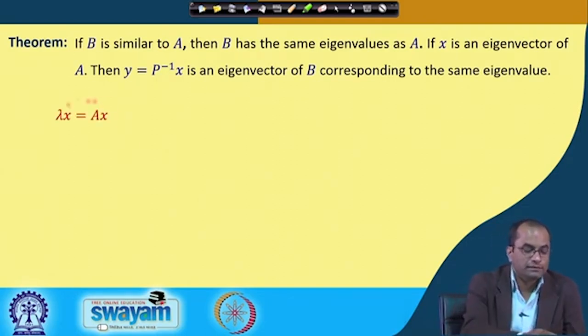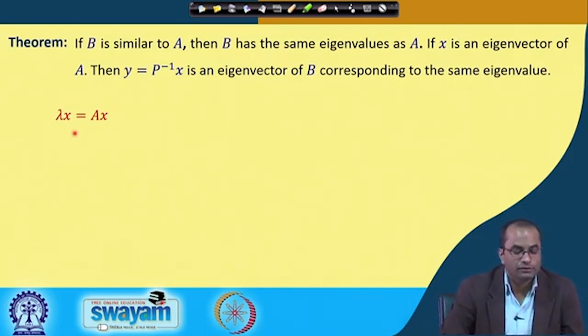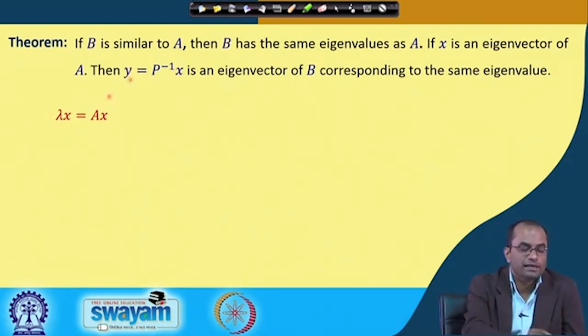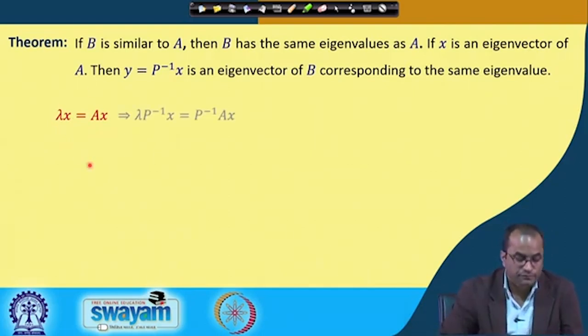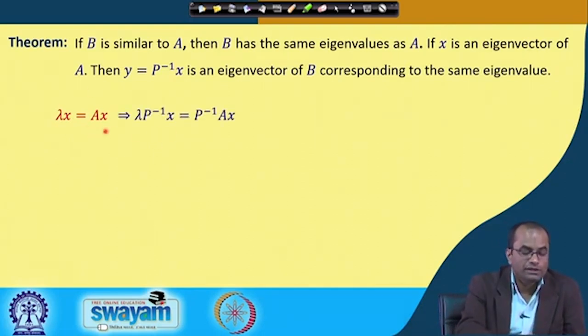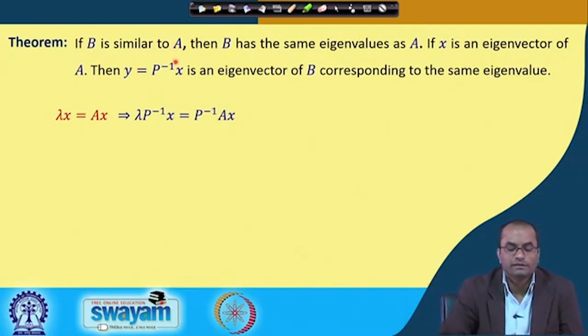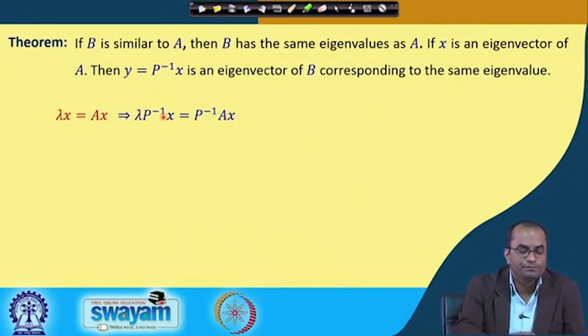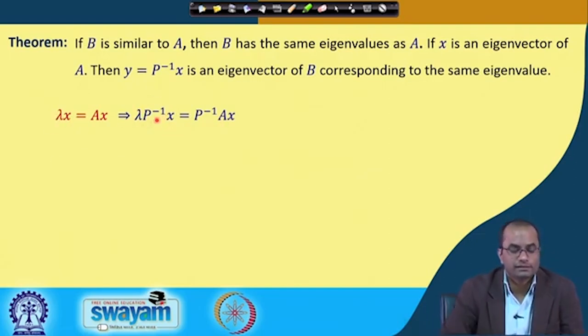So, let us say lambda is the eigenvalue of the matrix A, and similar to A we have the matrix B. First, the relation we have for A is that x is the eigenvector and lambda is the eigenvalue. So, we have A x is equal to lambda x, and what we do now is multiply by P inverse, where P is the matrix we are talking about in the similarity. So, we have P inverse A x, and on the right hand side also P inverse, and since lambda is a constant, we have lambda P inverse x there.